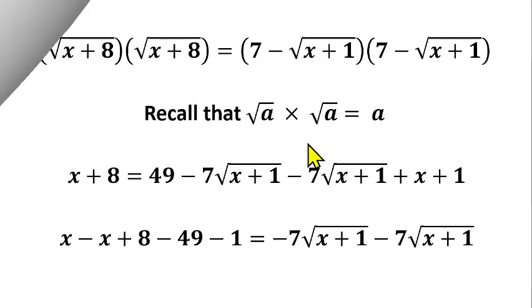But if you look at the left hand side here, if you understand surds very well, when you have the square root of a times the square root of a, it will give us a. You can see that what you have inside the surd and what you have inside the other surd are the same thing. It's one of the rules of surd: when you are multiplying the same surd, it gives us a. So that means the square root of x plus 8 times the square root of x plus 8 will give us x plus 8, according to this rule. Do we understand that?